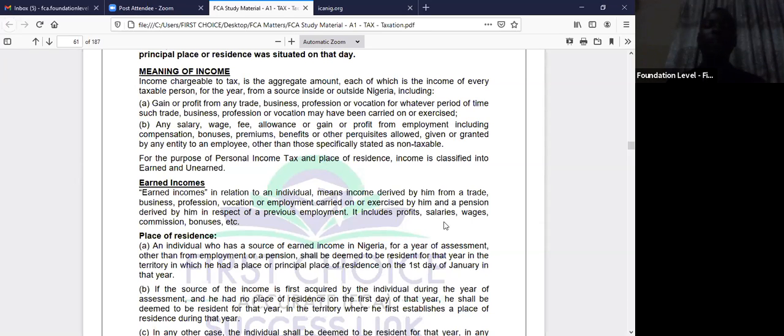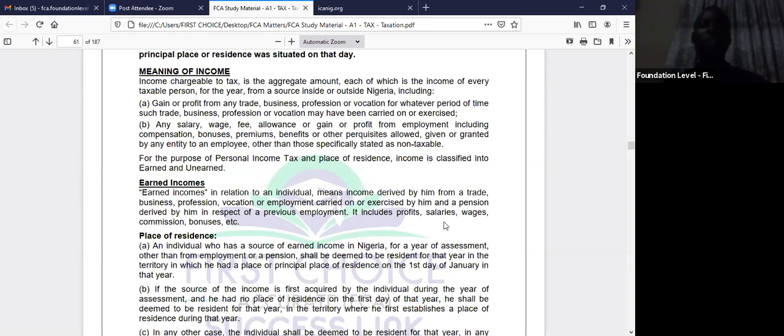When we say from all sources, it could be earned income. Earned income could be income from trade, or you are doing business. Yes, that's trade. You are doing a profession or vocation. All the income you get from trade, that is part of the source of income.